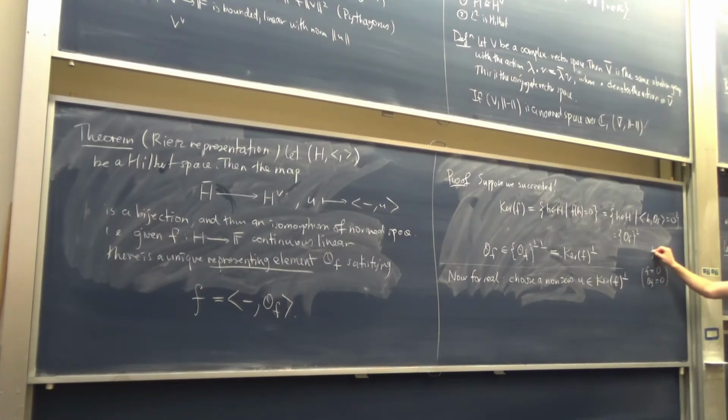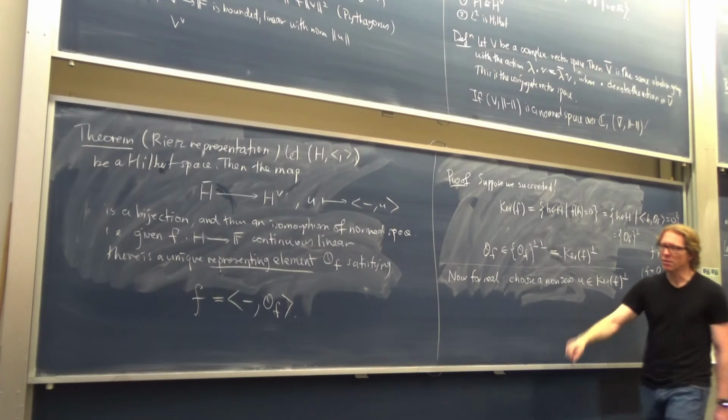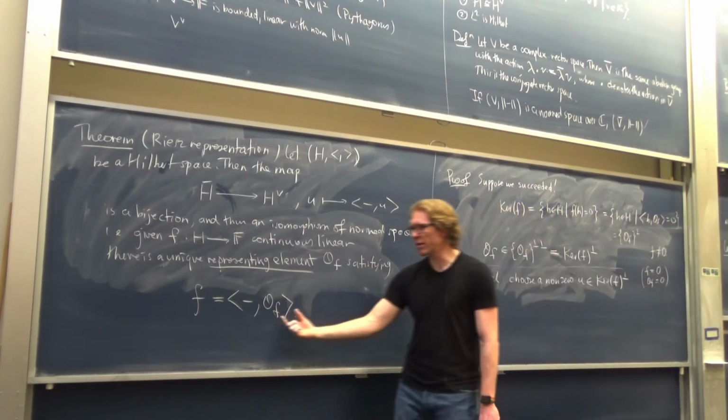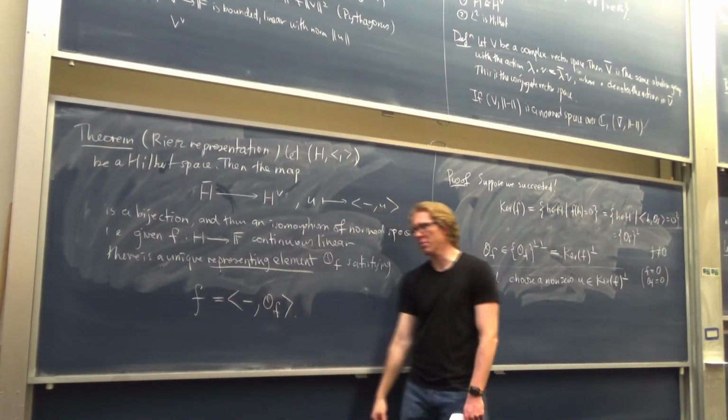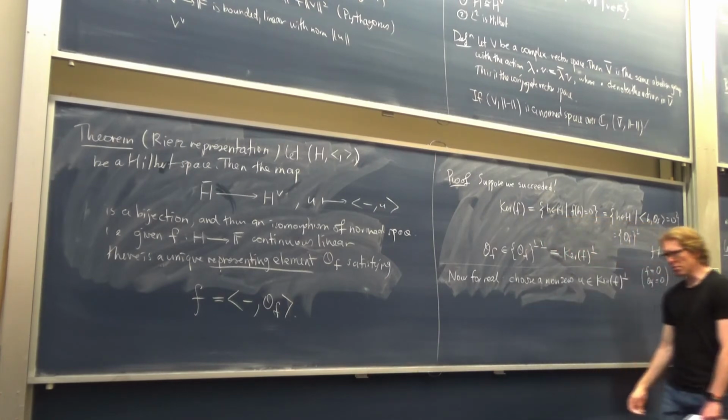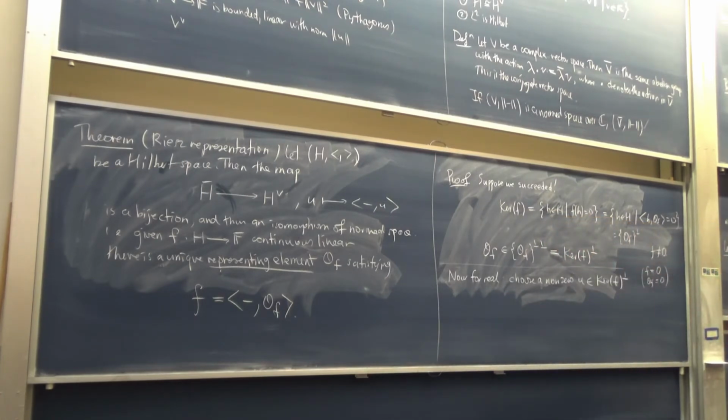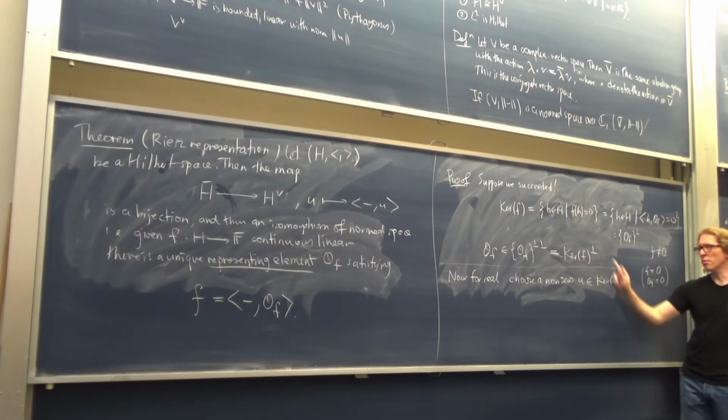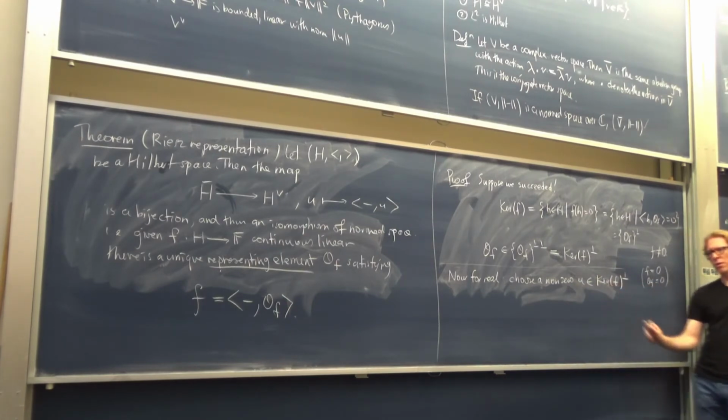So let's just assume that f is not 0. Well, then theta f, the thing I choose to represent f, can't be 0, because if that was 0, then the left-hand side would be 0. So I know if f is non-zero, I'm looking for a non-zero theta f, and by this I know it has to be in the orthogonal of the kernel.